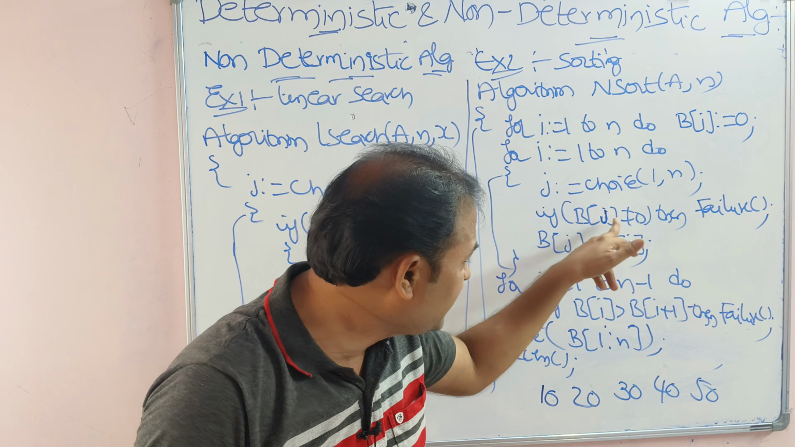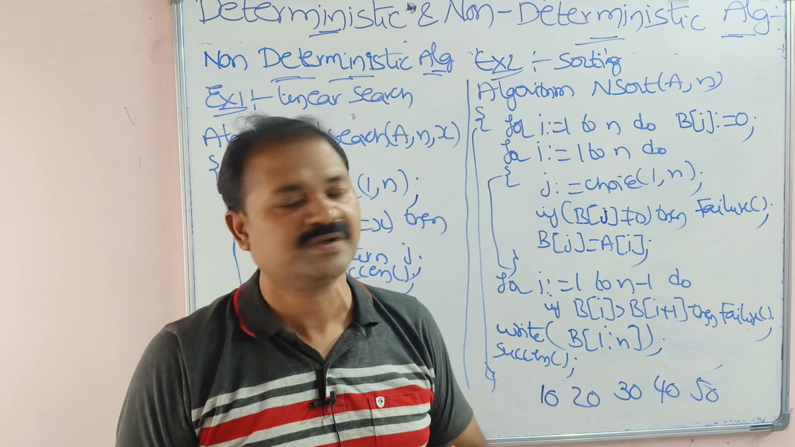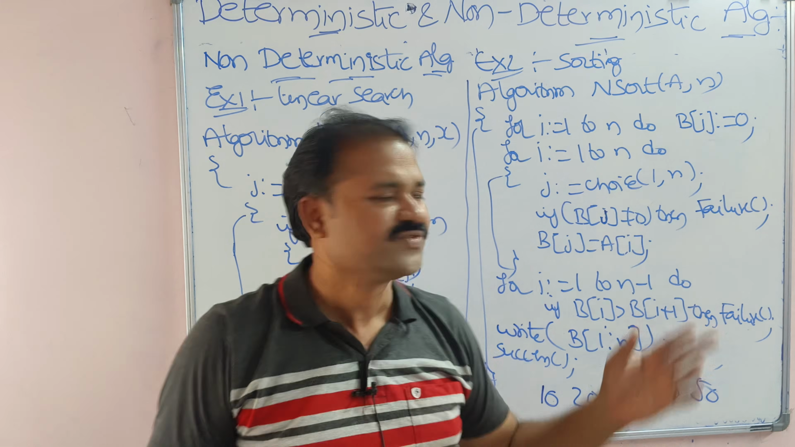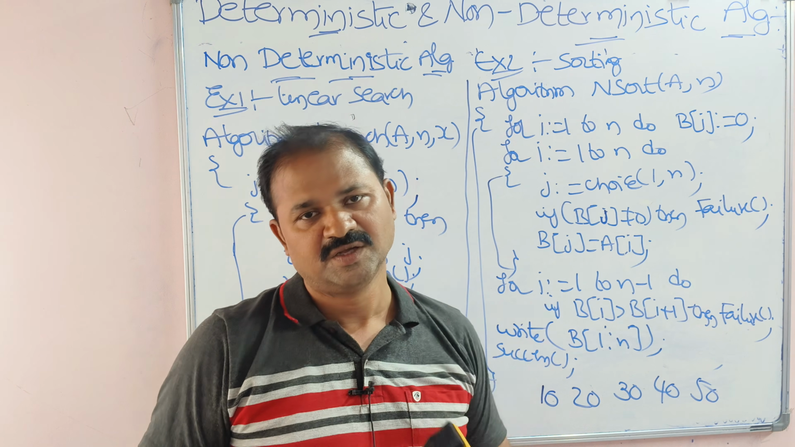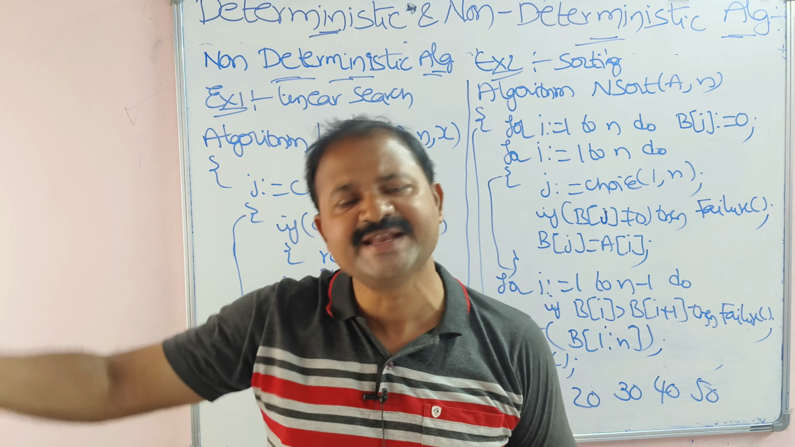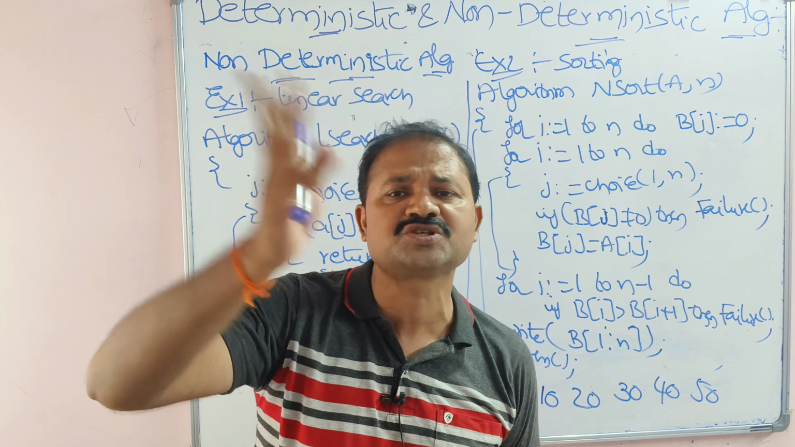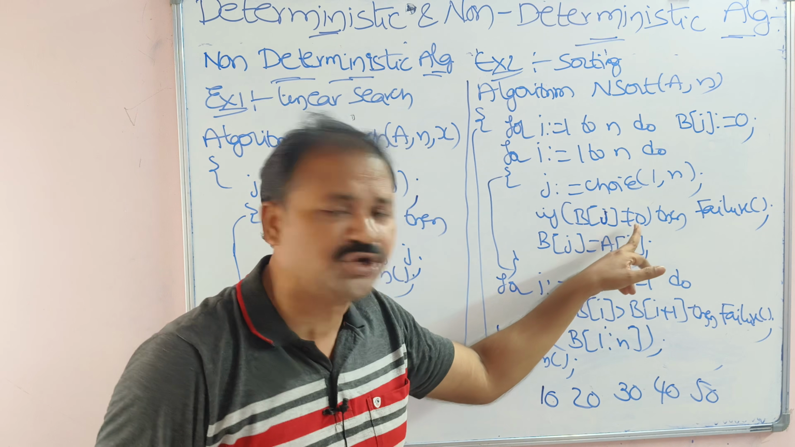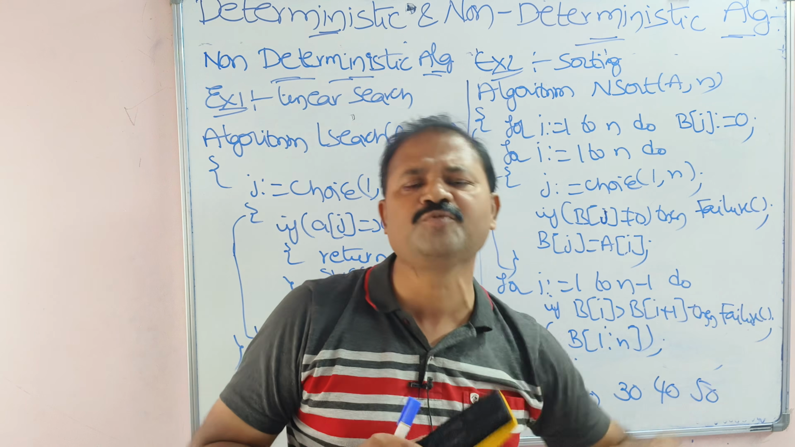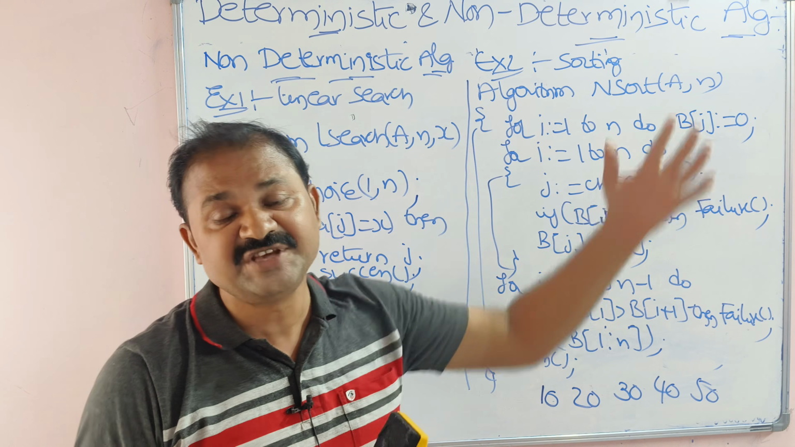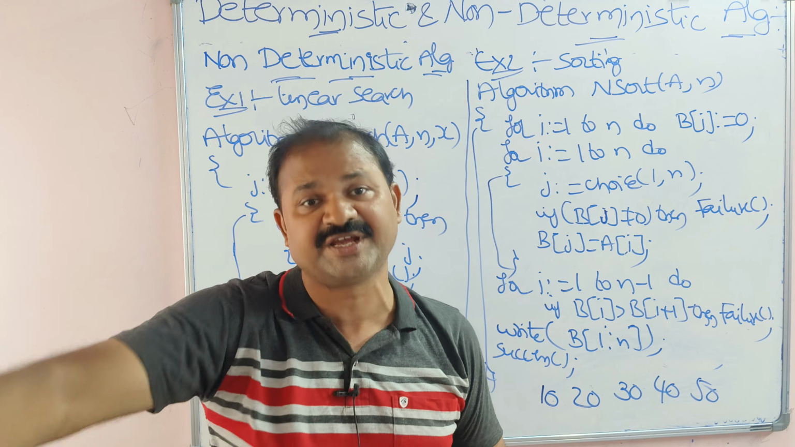Suppose b of j is not a 0 value. Instead of 0, let's say we have 10. So 10 not equal to 0, the condition is true, so it indicates failure. Initially we are storing zeros in the output array, and now we are checking whether the output array contains zeros or non-zeros. If they are non-zeros, then we can say that it is failure, because initially zeros are stored in the output array. If zeros are available in the output array, then we have to store input array elements in the output array.